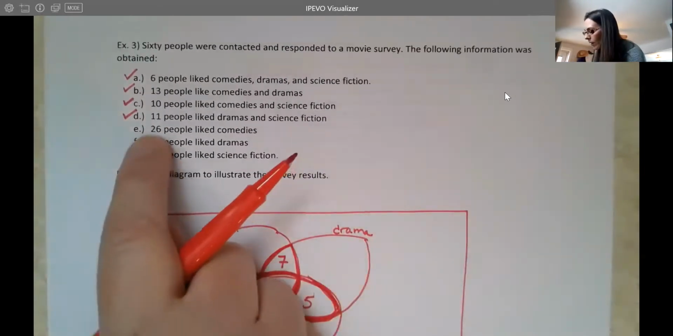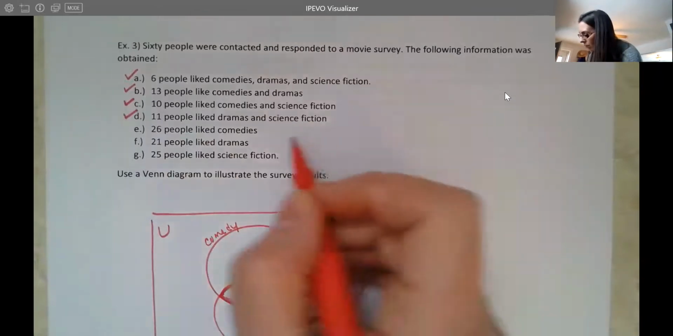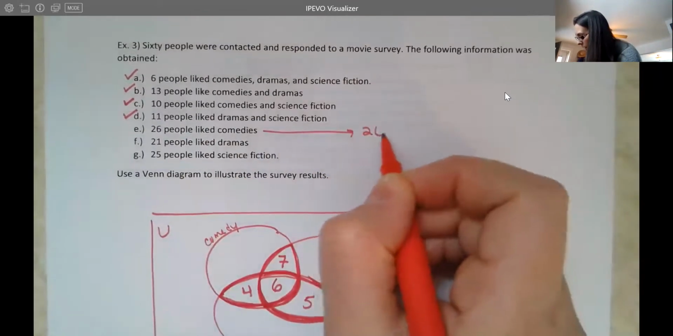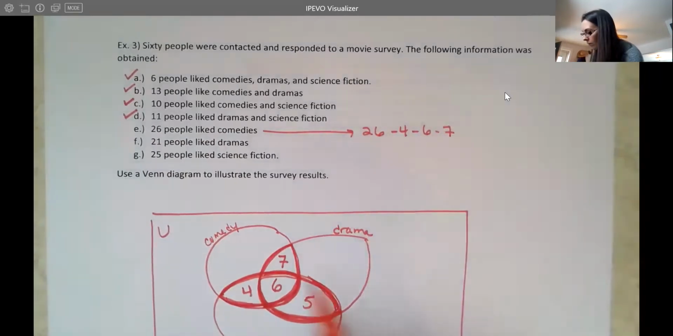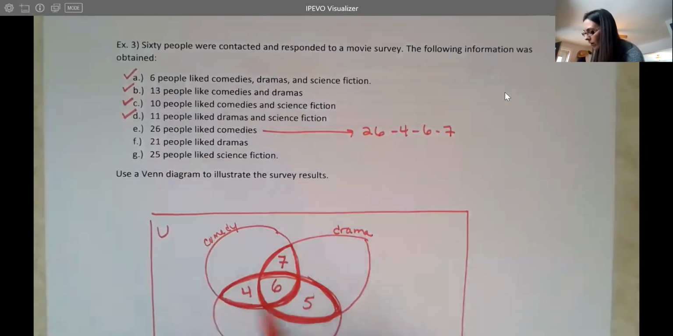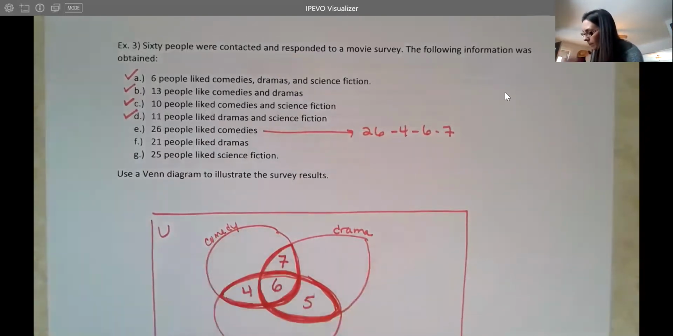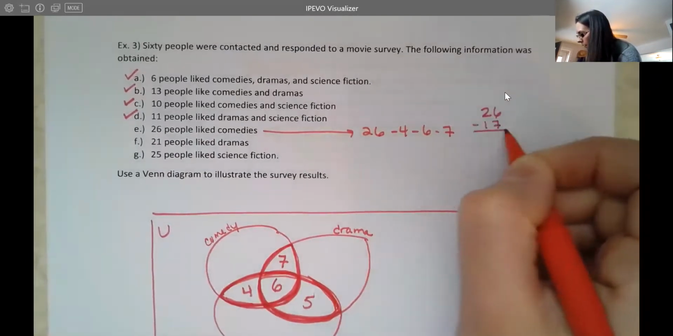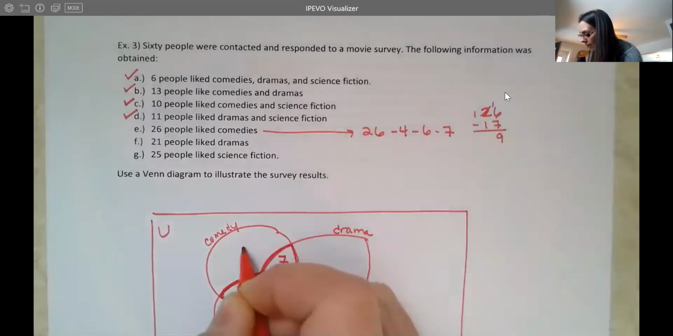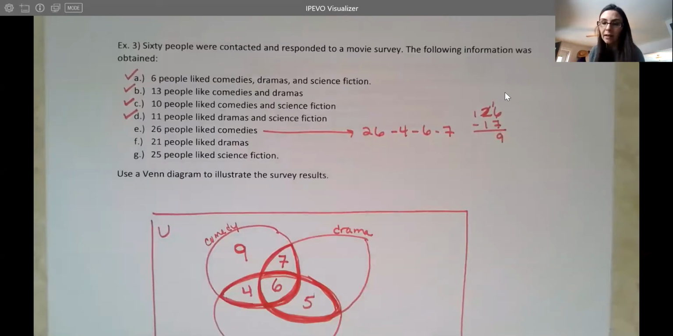Okay. Now, 26 people like comedies altogether. So again, this whole group for comedy should be 26. But I already have 4, 6, and 7, right? So this whole thing is 26, not 26 more. The whole thing is 26. So how many are left over? Well, I already have 17. So I'm looking at 26 minus 17. So I have 9. So these 9 people are people who just like comedy. They don't like anything else.